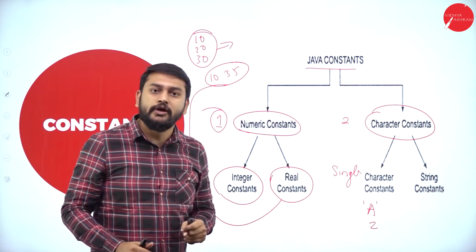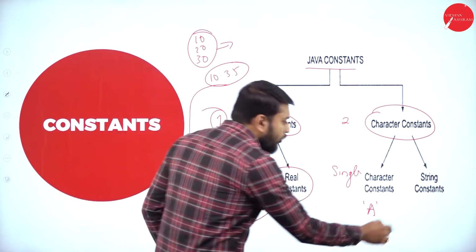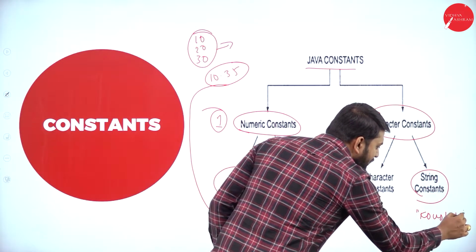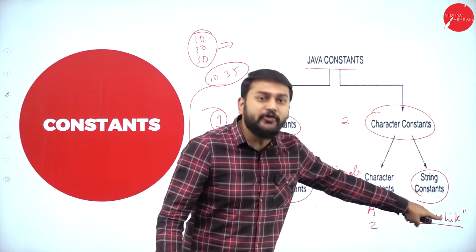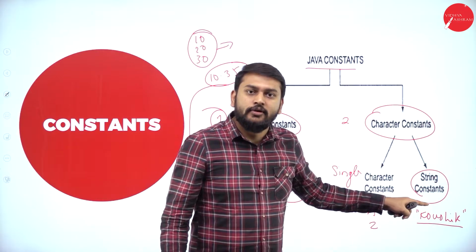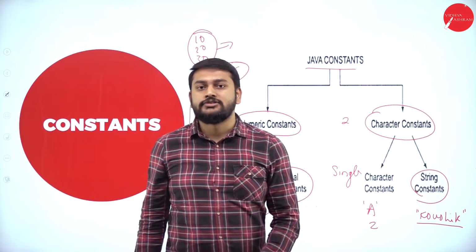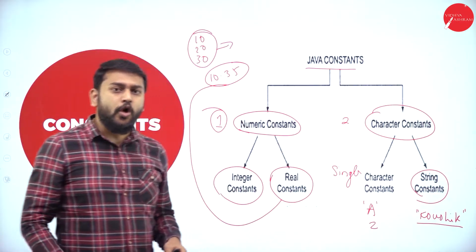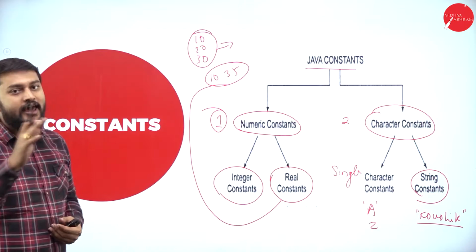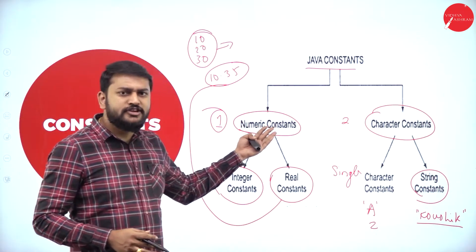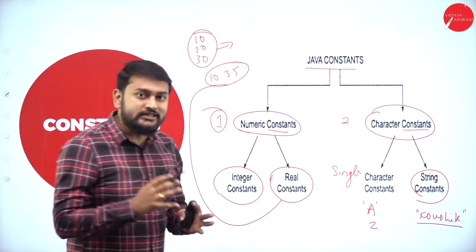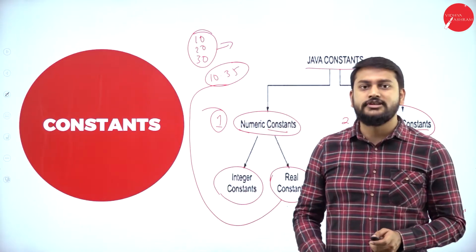Suppose my value is a group of characters, then I will call that a string constant. For example, let me write Kaushik. How many characters do I have here? I have a group of characters, so this is what I will call a string constant. This is what I will call a single character constant. That's what you need to remember. Whatever values I have fall into two categories: numeric values and character values. Instead of calling them values, I'm calling them constants here. So this is all about constants.